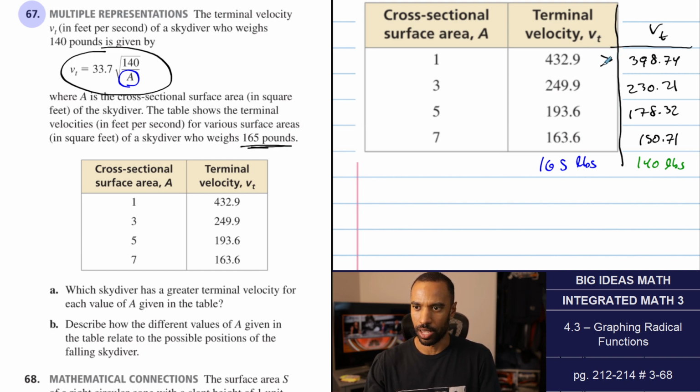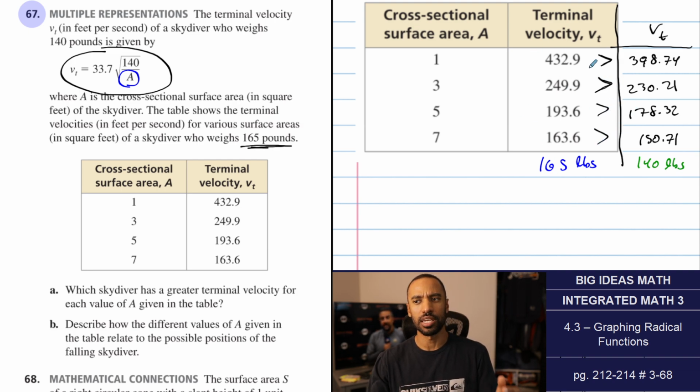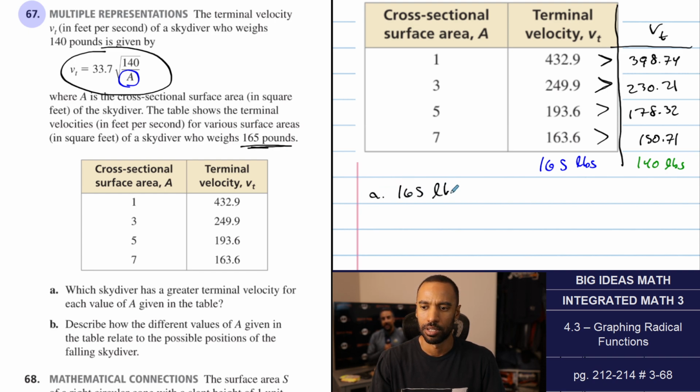For the cross-sectional surface area, the 165 pounds wins. For this one, they win, and they win, and they win. So it's greater for all four of them for 165 pounds. So for part A, which skydiver has a greater terminal velocity? The 165-pound individual.